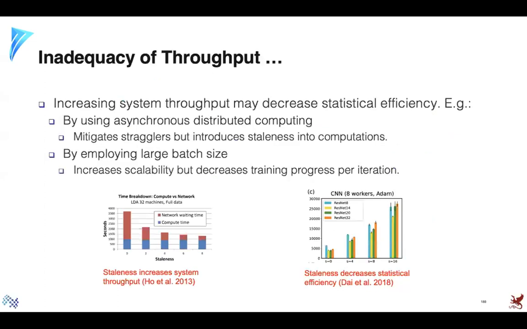So GoodPut actually addresses a fundamental inadequacy of throughput, which is the measure that's traditionally used to measure the performance of distributed systems. But throughput is not a great measure for machine learning because it can often be improved a lot by reducing the statistical efficiency. And this means that although your machine learning system might process more data faster, it might take much more processing in total to fully train the model.